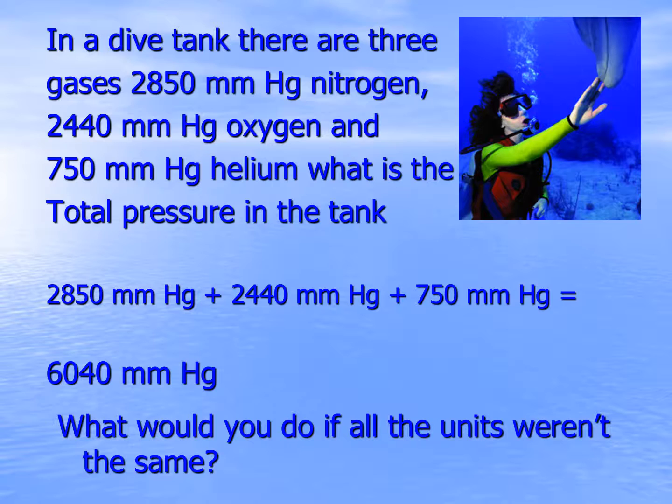So I'm sure you're hoping there's lots and lots of these example problems. Now what would we do if some of these pressures were in atmospheres and the others were in millimeters of mercury? Well, all we would do is convert them all to the same unit using our conversion factors.